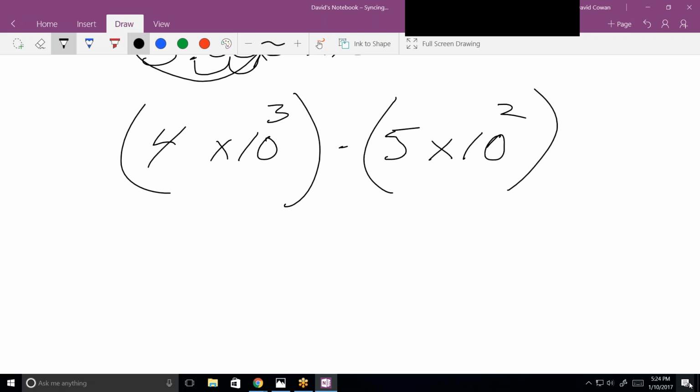What's the answer to that? The answer to that would be 20 times... not x. That's a multiplication. Oh, yeah, times 10 to the fifth power.